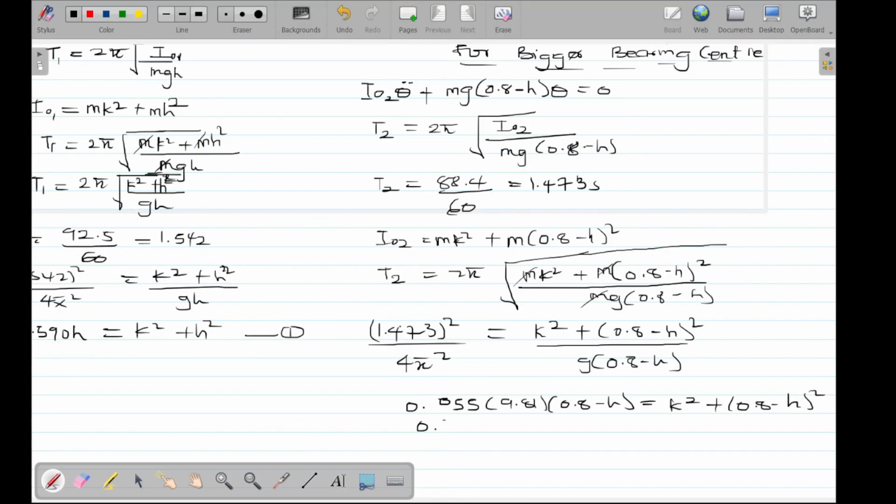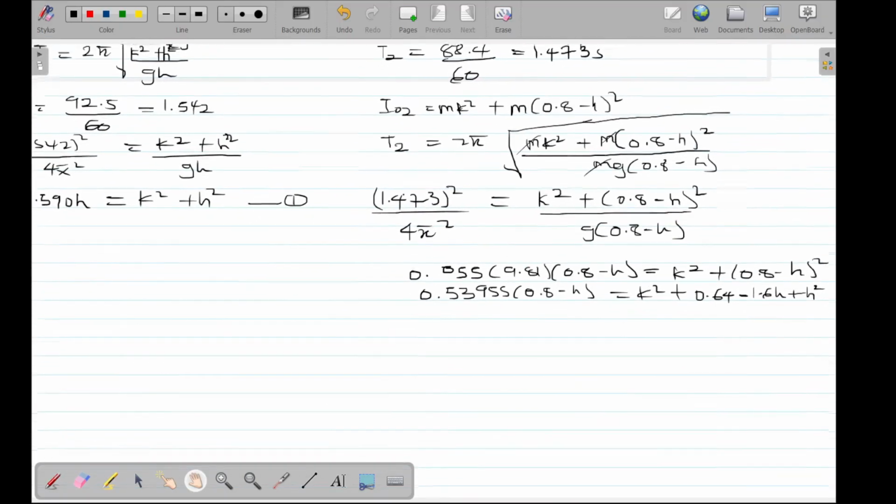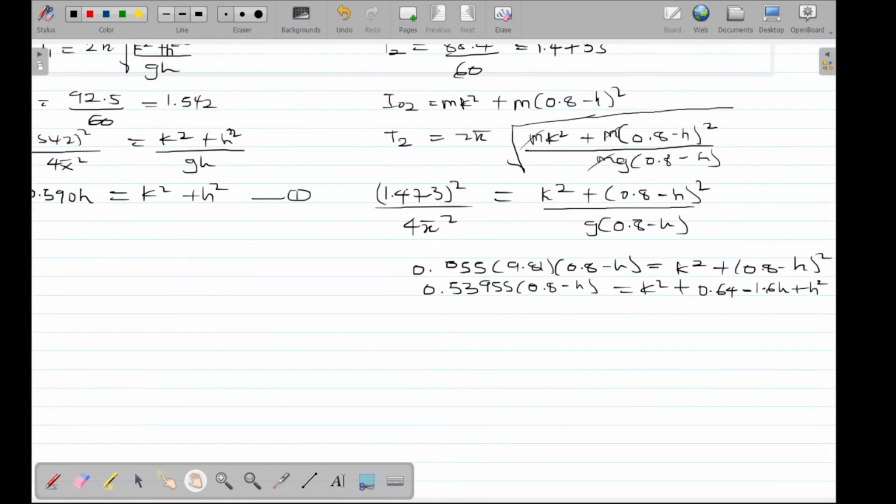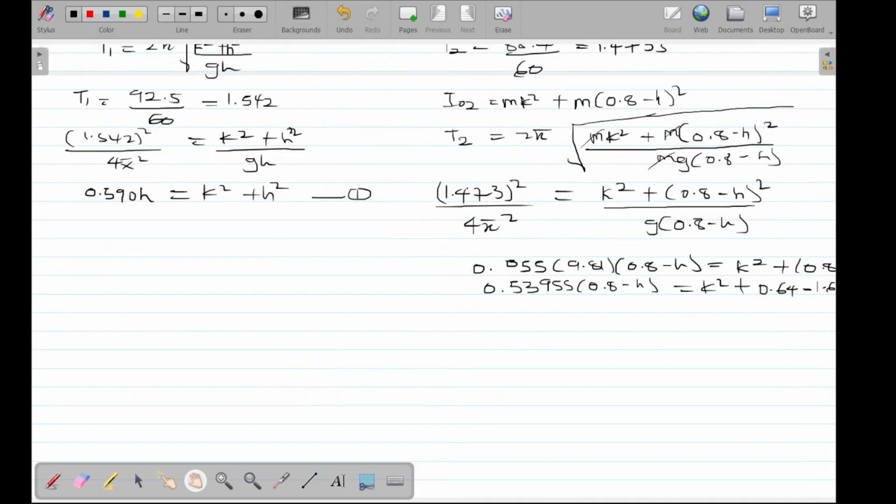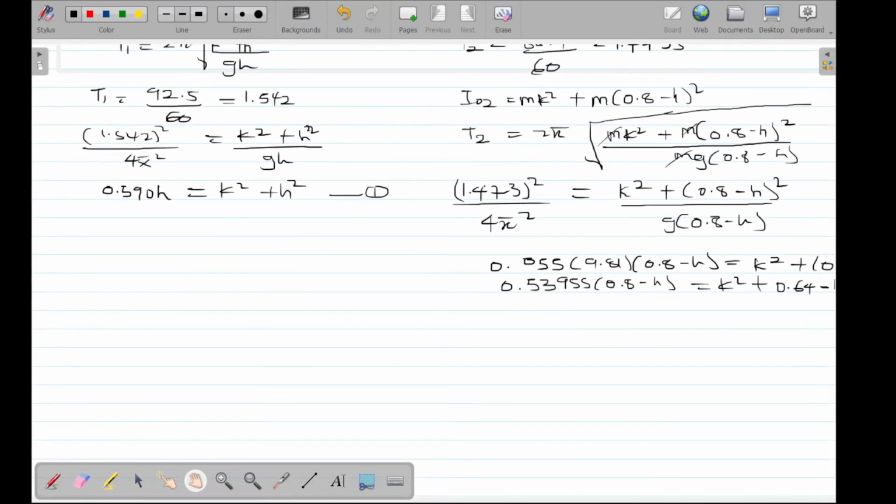So 0.055 times 9.81, we have 0.53955 multiplying 0.8 minus h to be equal to k squared plus, if we expand this, 0.8 squared, that is 0.64, minus 1.6h plus h squared. Okay, so we have equation 1 and equation 2.